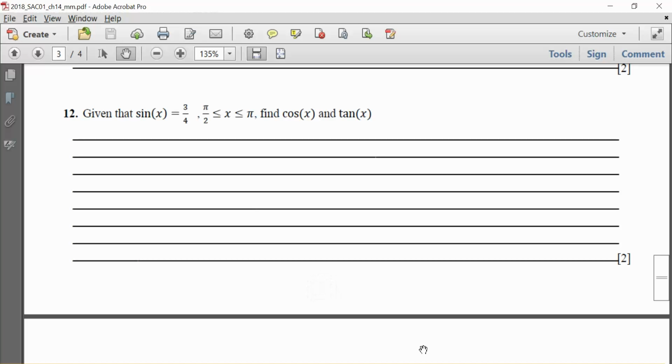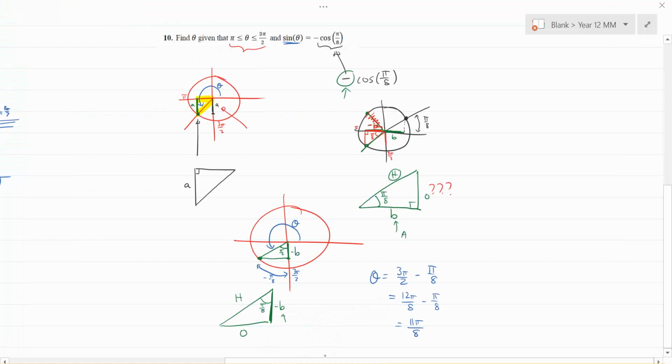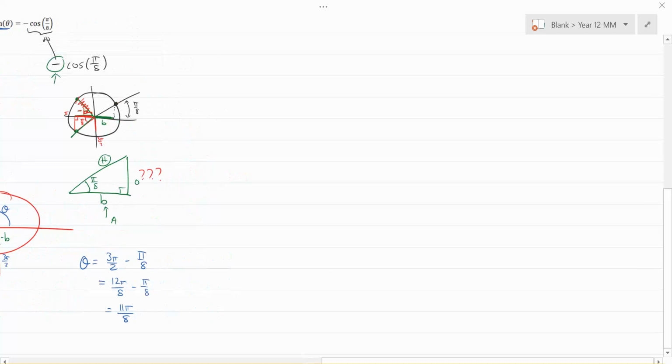Question 12. Question 12 is a nice one because it gets you to think about your trig ratios. So I'm going to show you. Trig ratios. Here we go.